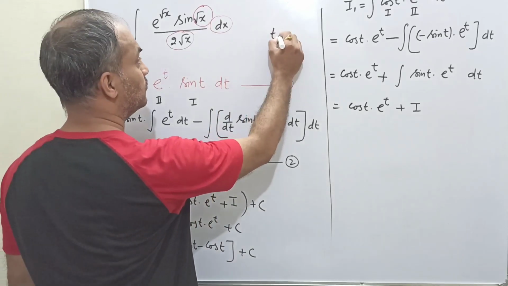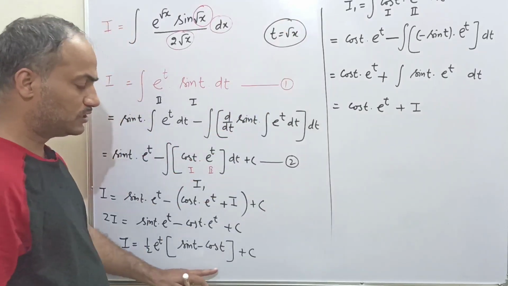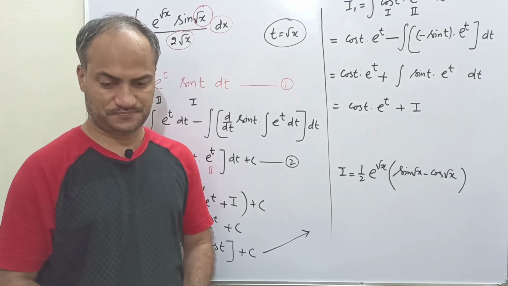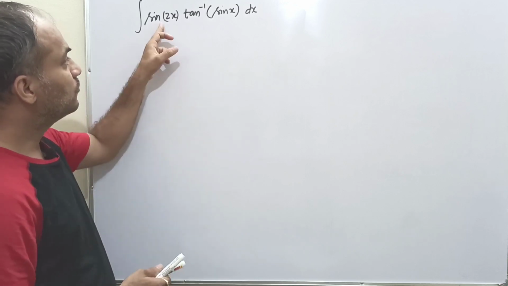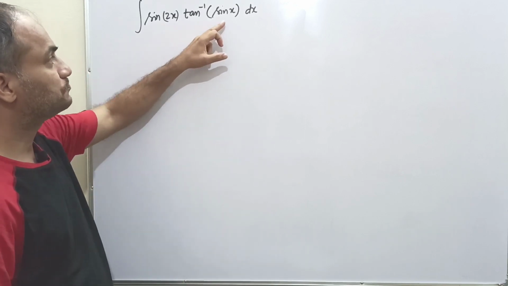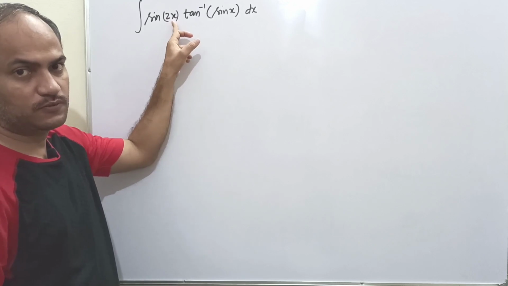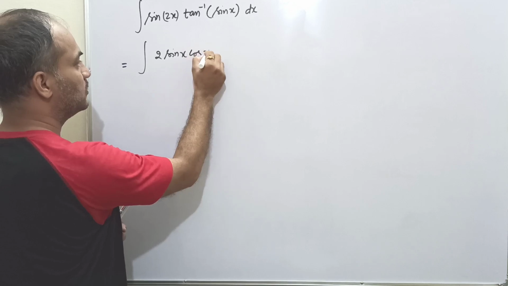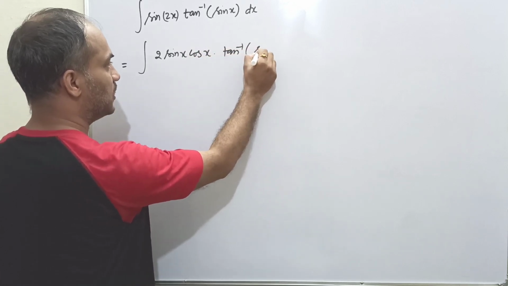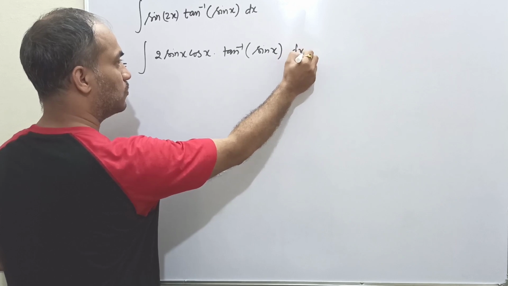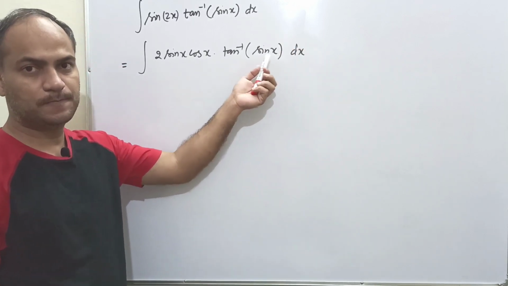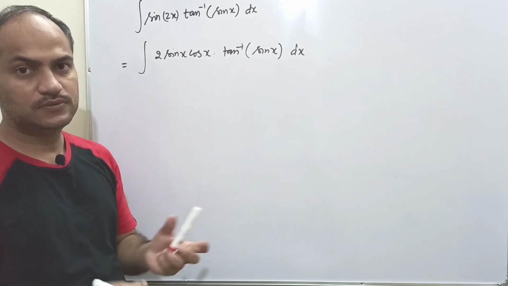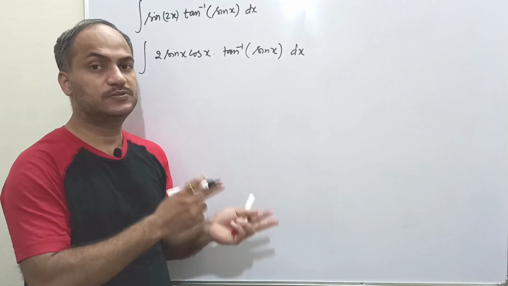T was root x, so you have to put this value here. Hence I will be equal to... Now let us do the next question. Just think which formula can be applicable here. We see sin 2x, and we know the formula of sin 2x, so this becomes 2 sin x cos x, and tan inverse sin x. Obviously this term sin x inside the angle is troubling, so we have to assume this term to be something.